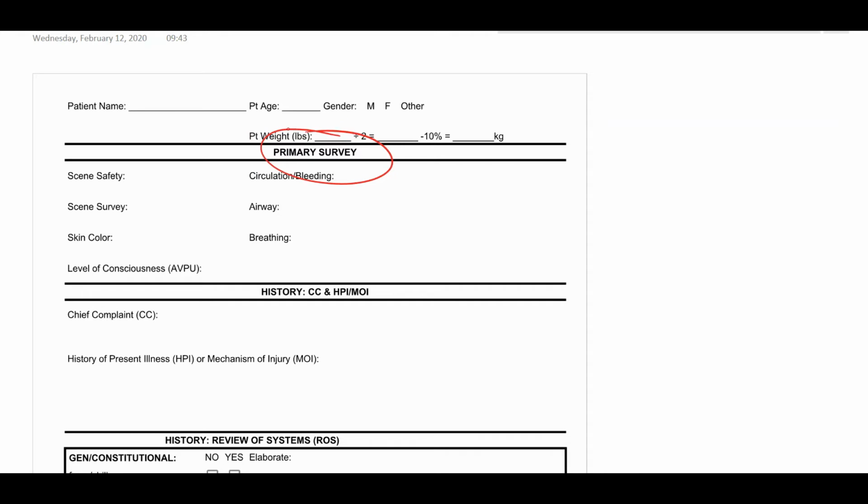Scene safety survey, looking at skin color. Are they pale? Are they cyanotic? Are they flushed? Level of consciousness. Check major circulation and stop any major bleeding. Take care of the airway and breathing.